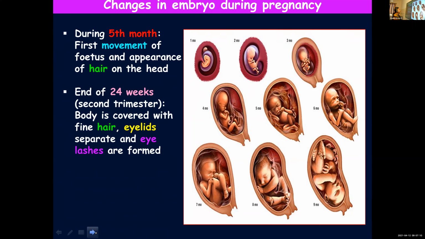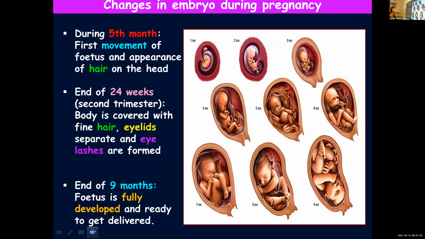And by the end of 24 weeks, the 2nd trimester, that is on the completion of 6 months, the body will be covered. Earlier the hair developed only on the head, and now fine hair will be covering the body of the baby, and the eyelids will separate, and eyelashes will be formed. Till then the eyelids were joined together; now they will be separated, and the eyelashes are also formed. And by the end of 9 months, the fetus will be fully developed and ready to be delivered.